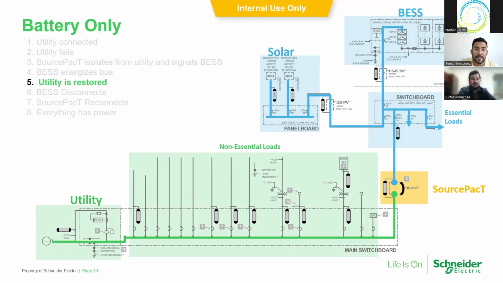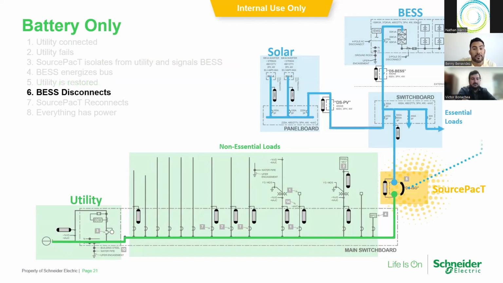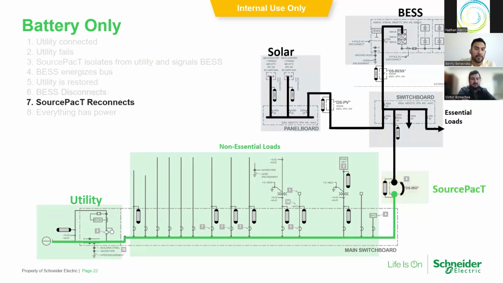Now, there's a time delay of up to 60 minutes that can inhibit reconnection to utility. SourcePack will sense that utility is restored. It will send a contact signal to the battery energy storage system, telling it to shut down. Those inverters will now shut down. You will lose your solar system at the same time. Those loads and the switchboard will go dark. At this point, SourcePack can now reclose its breaker, and then the switchboard will be reconnected to utility.